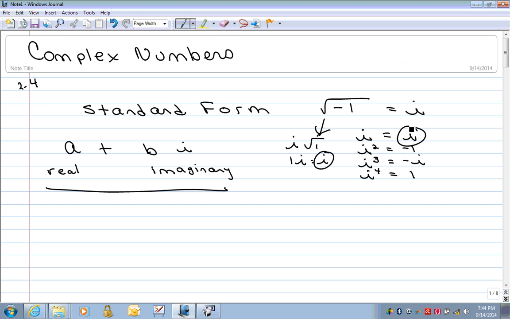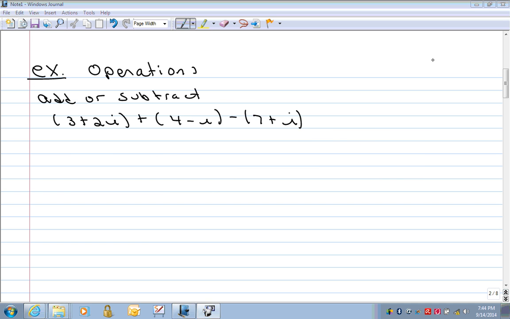All right, let's go on and we're going to work through a bunch of examples. Our first example is just an example of adding and subtracting. Basically, we're combining like terms. Again, if you're subtracting anything, you must distribute a negative. So I'm just going to go ahead and write this out. We have a 3 plus a 2i plus a 4 minus an i, and then we're going to distribute the negative. So we have -7 minus i.